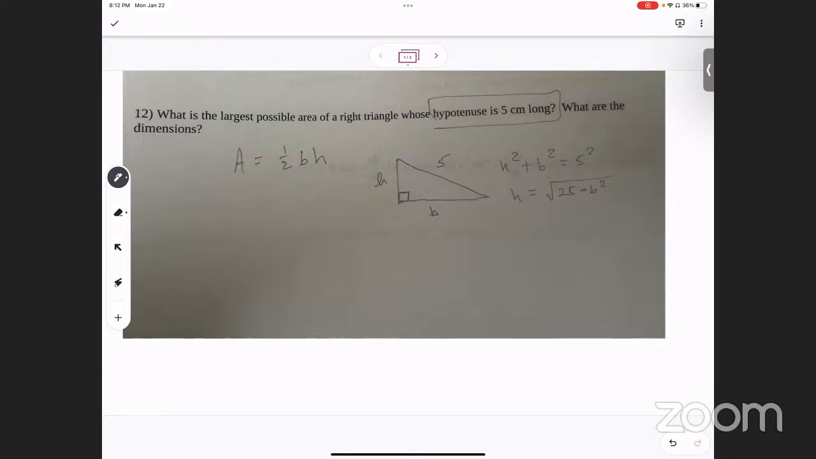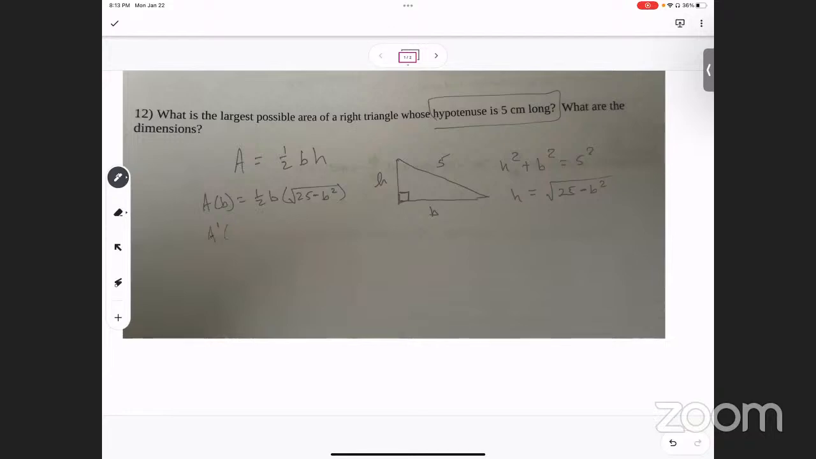Now let's plug that in for H. The area in terms of B is 1/2 B times the square root of 25 minus B squared. To optimize this, we're going to set the derivative equal to 0. So it's 1/2 B times the square root of 25 minus B. Whoops, I did that wrong. My bad. I have to first take the derivative of this.